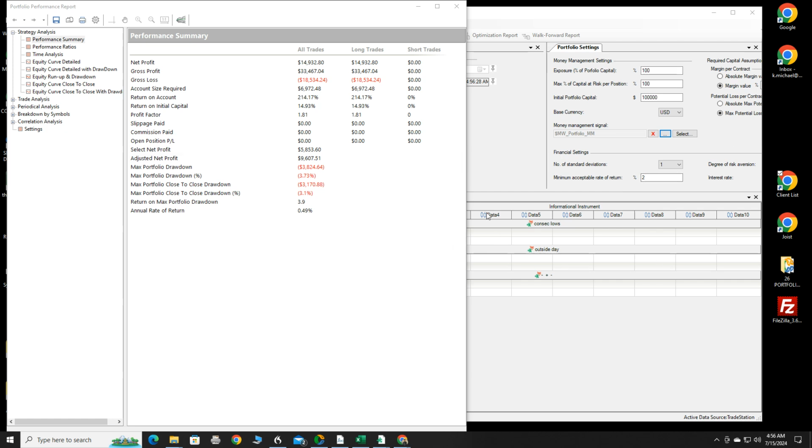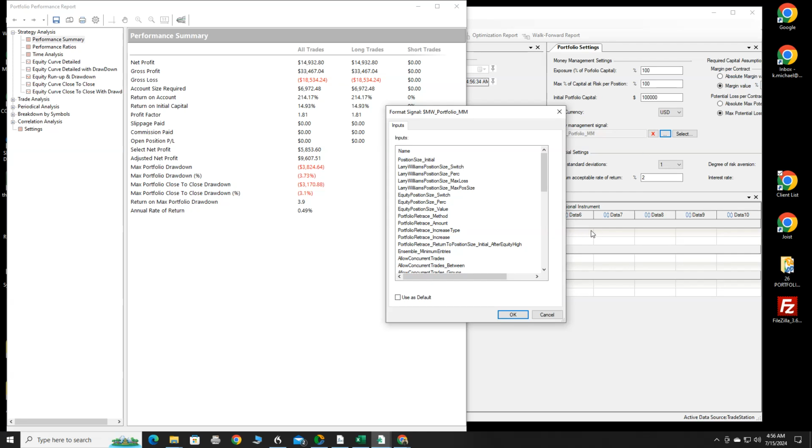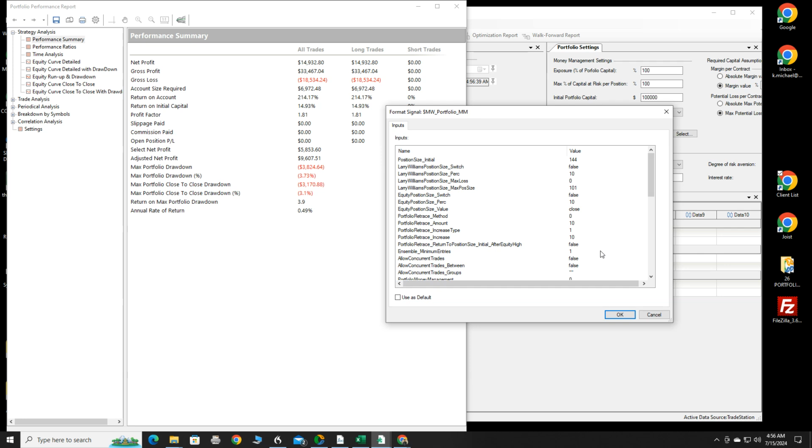So we're going to start with no money management, just our 3 strategies with no money management in place. As you can see, everything is off here. We're talking about portfolio retracement method 0, it's off. We have portfolio retrace amount, the amount that the portfolio will retrace in percentage terms or shares or contract terms.